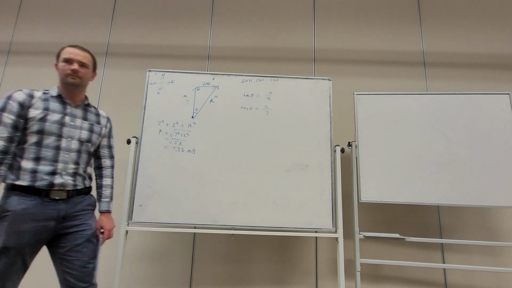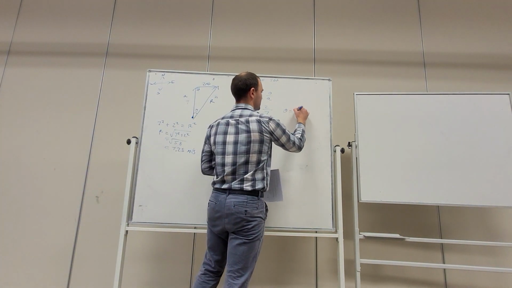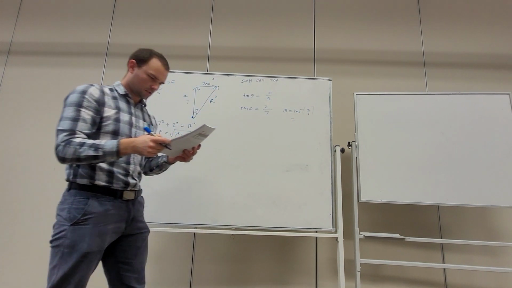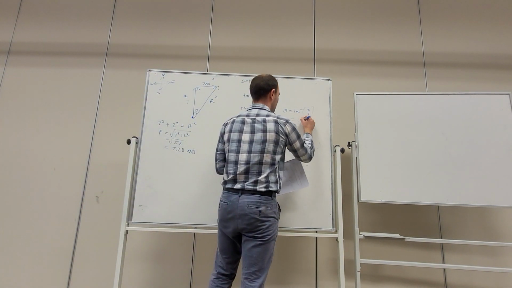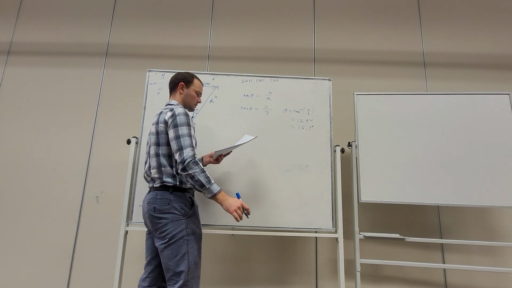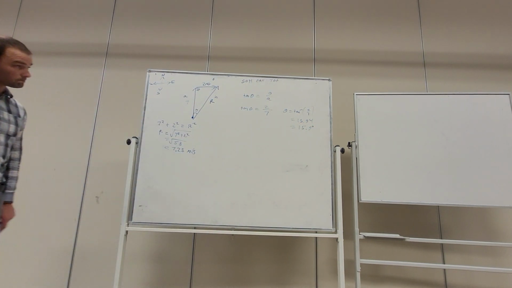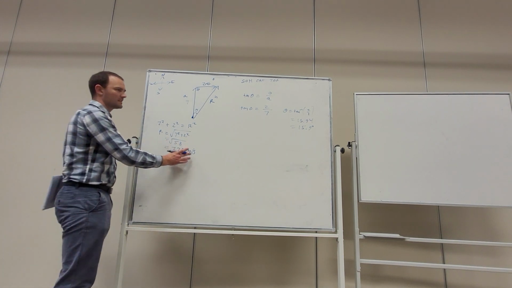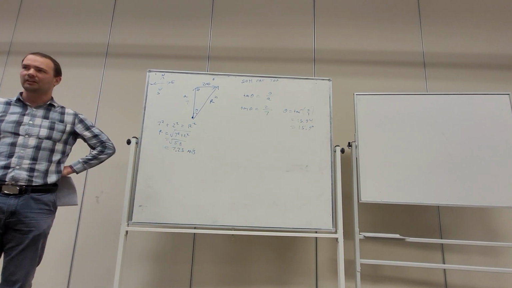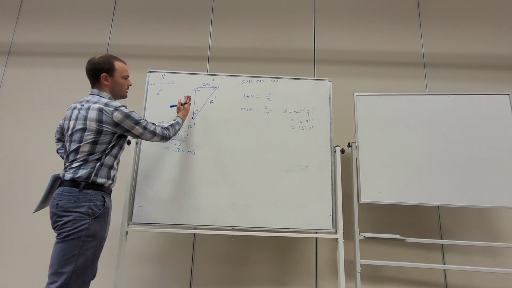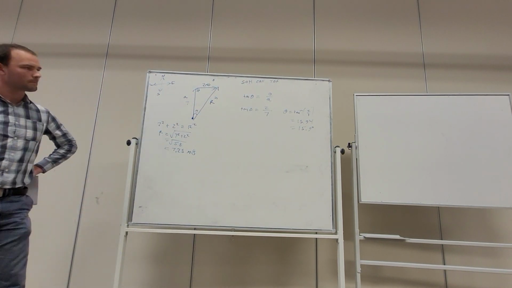And then we do inverse tan to find theta. Tan minus 1 of 2 on 7. And I've got 15.94, 15.9 degrees. So the resultant velocity is 7.28 meters per second at a true bearing of 15.9 degrees from true north.